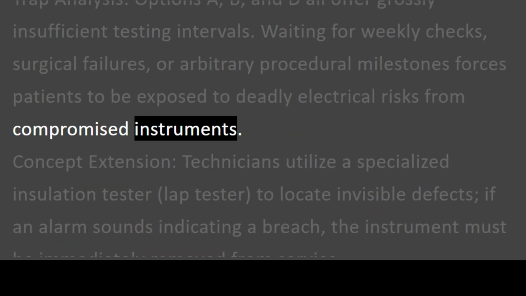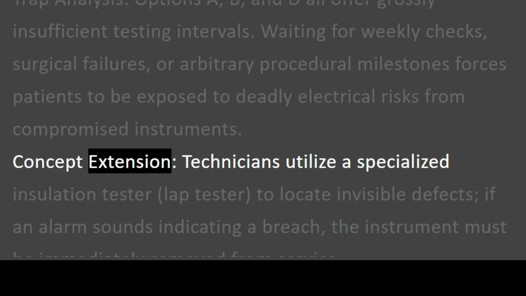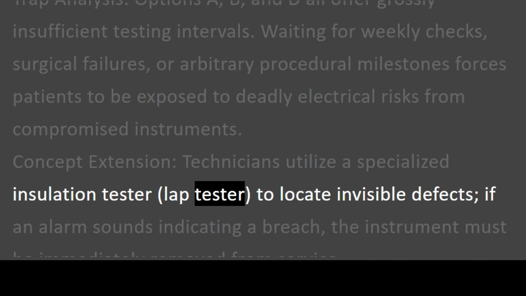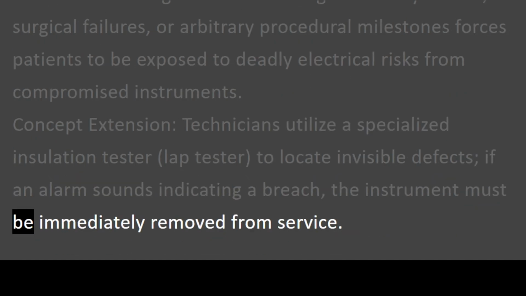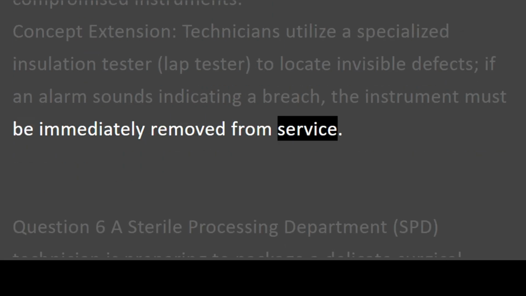compromised instruments. Concept extension. Technicians utilize a specialized insulation tester, a lap tester, to locate invisible defects. If an alarm sounds indicating a breach, the instrument must be immediately removed from service.